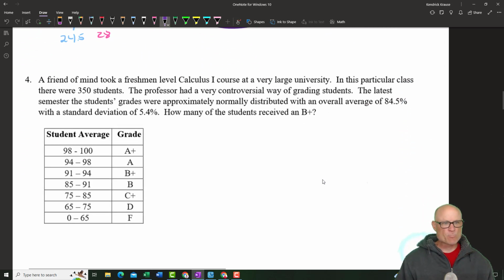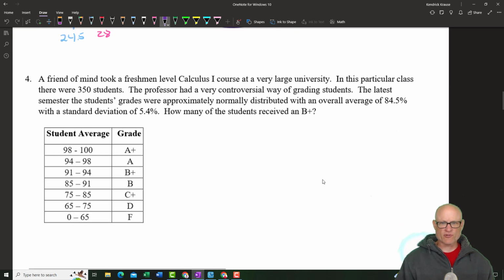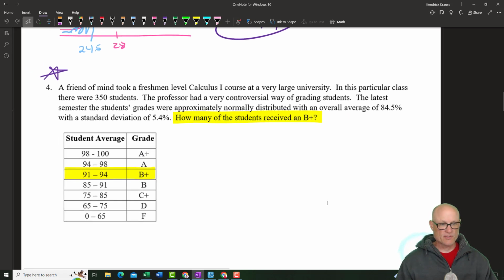All right. A friend of mine is looking at a freshman level calculus course. This, by the way, is one of the trickier questions on the test, so make sure you're paying attention. In a particular class, there are 350 students. The professor had a very controversial way of selecting grades. How many students were scored in the B+ range? So we're looking for this one right here. Or no, it says how many students were scored in the B+ range. All right, so let's draw this up.